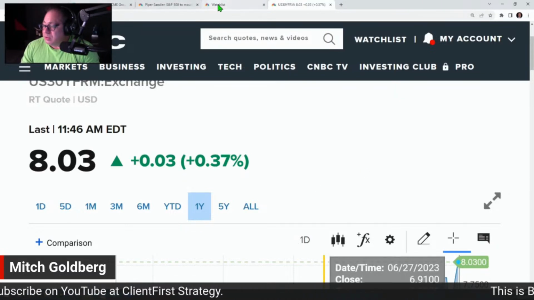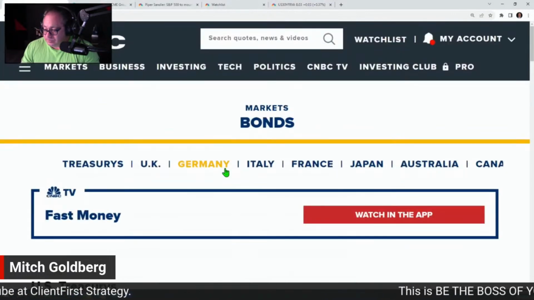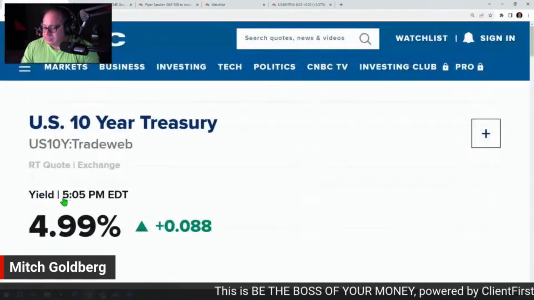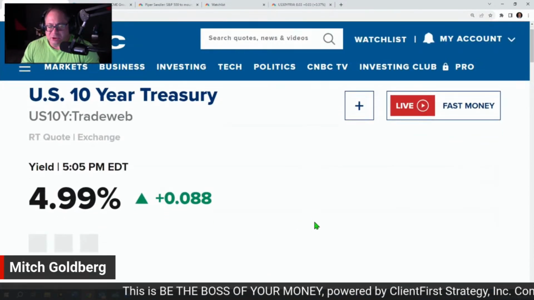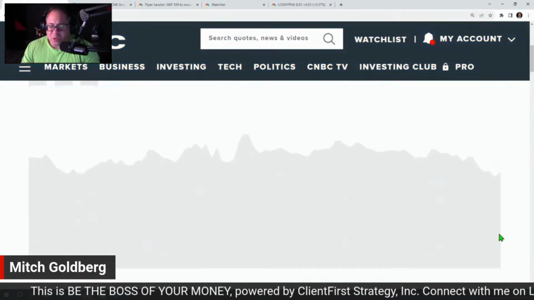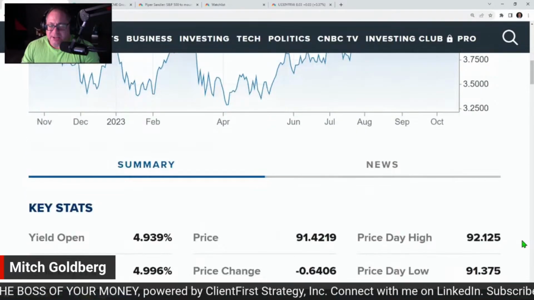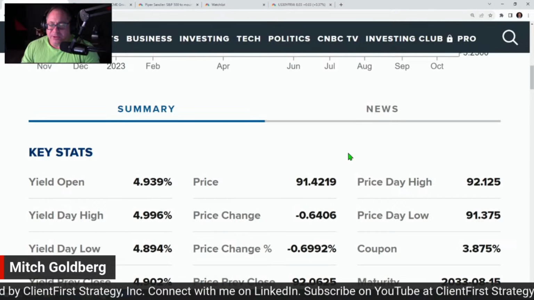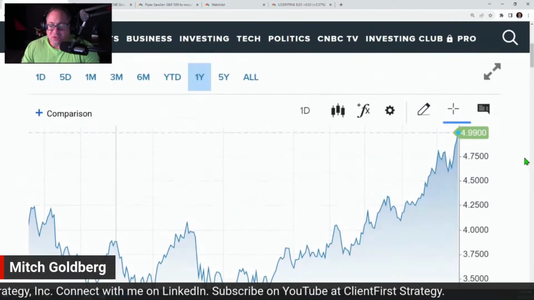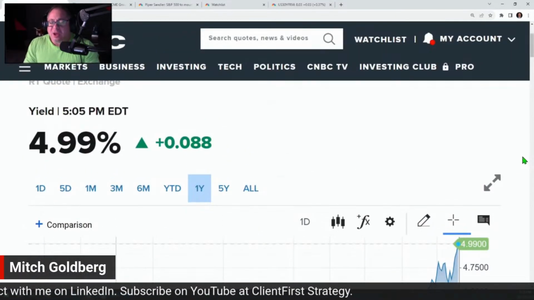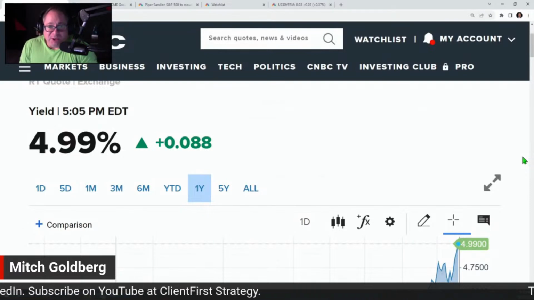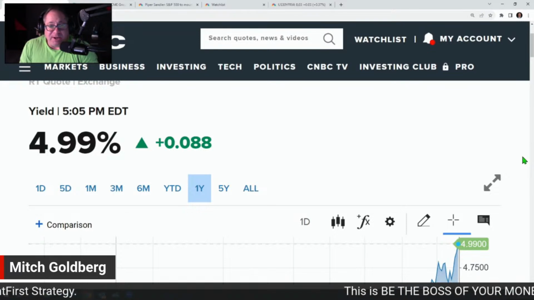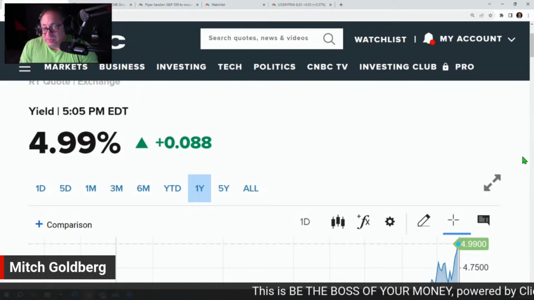The other rate I want to show you is this one. This is the 10-year Treasury. It didn't quite hit 5% on its high. 4.93 in the regular session. Right now, 4.99. And we've been watching this for weeks. After it hit about 4.5, I said the next step is going to be 5%. That's what people are going to watch out for.